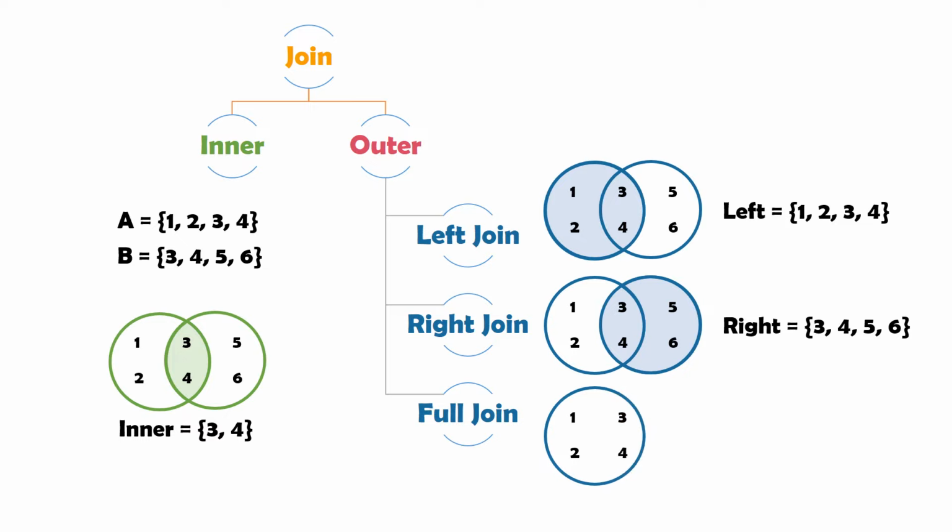The last function is full outer join. Here we take the numbers that are in A and B and the numbers that are only in A or only in B. The output here is 3 and 4 because these are in A and B, and also 1 and 2 from A, and 5 and 6 from B. This was an introduction to the join function.